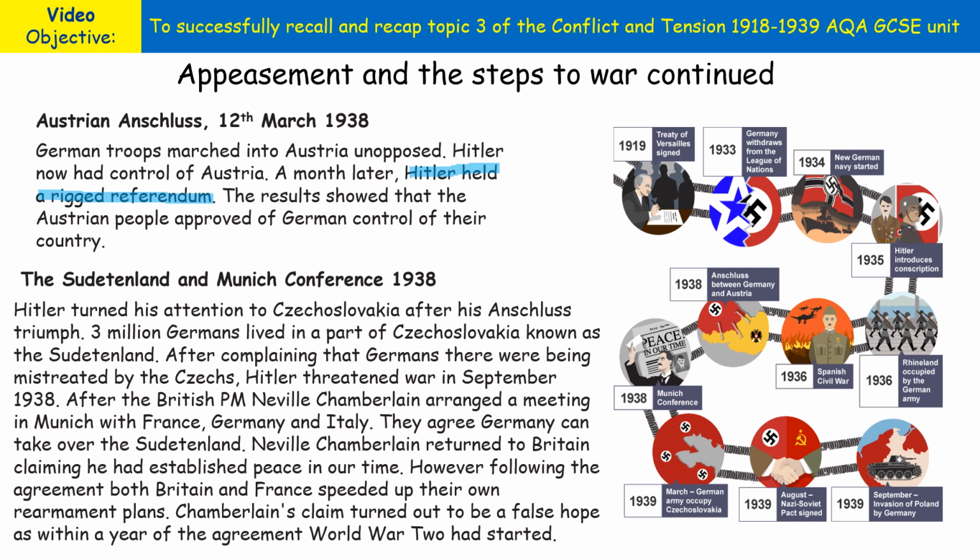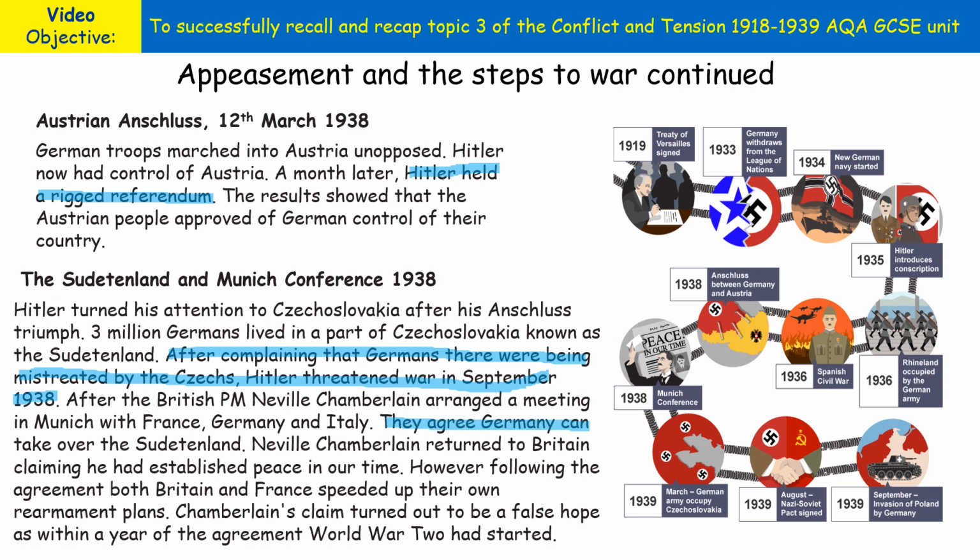Then in May of 1938, Hitler turned his attention to Czechoslovakia, and 3 million Germans lived in a part of Czechoslovakia known as the Sudetenland. Now, after complaining that Germans were being mistreated by the Czech government in the Sudetenland, Hitler threatened war in September 1938. In response to this, the Prime Minister of Britain at the time, Neville Chamberlain, arranged a meeting in Munich with the leaders of France, Germany and Italy. So Mussolini and Hitler also attended this meeting. And they came to an agreement that Germany could take over the Sudetenland.